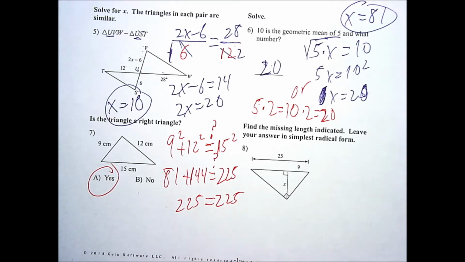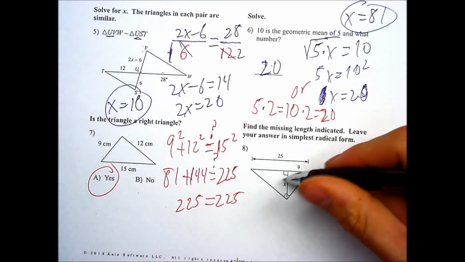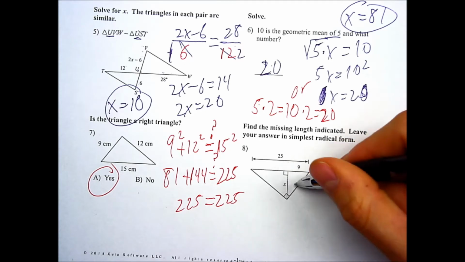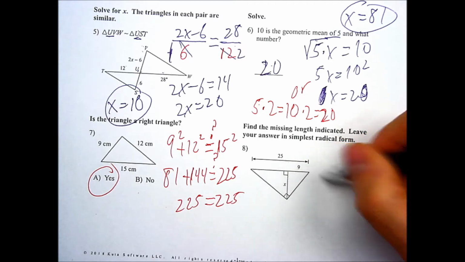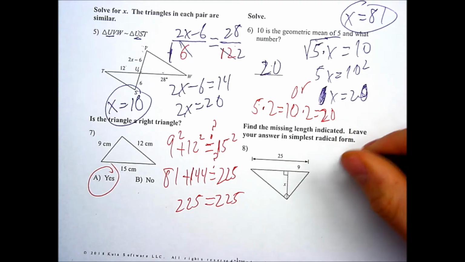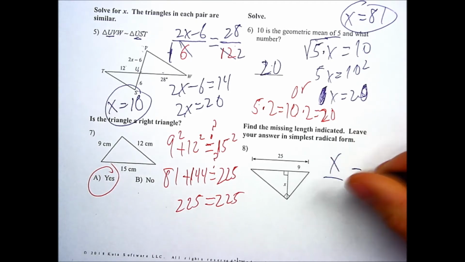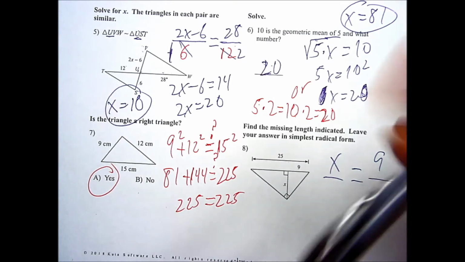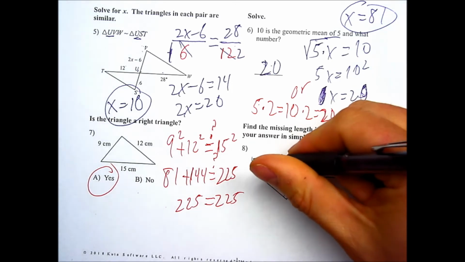Alright, next one. Find the missing length indicated. So this length x is on the smaller triangle on the left and on the smaller triangle on the right. So on the left-hand triangle, it's the short side. And on the right-hand triangle, it's the longer side. So I'm going to start with the right-hand triangle, x and 9. So this is on the left-hand triangle, x and 9. Now on the right-hand triangle, I need this length here of 16.